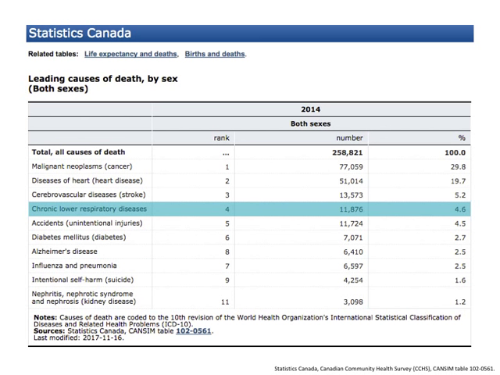So about 5% of individuals will die of COPD. This is not the individuals that have COPD. This is only deaths. It's not incidence. I'll show you incidence shortly.